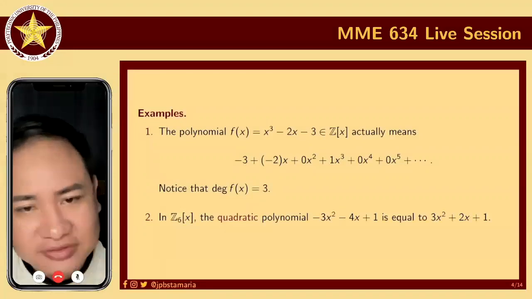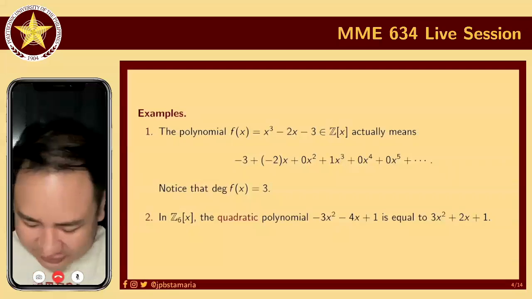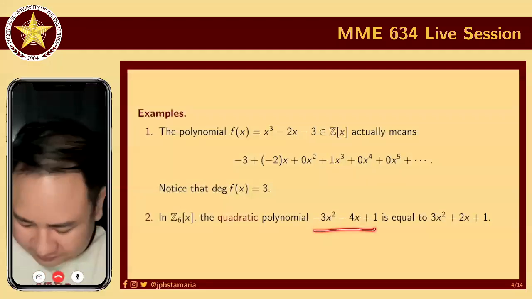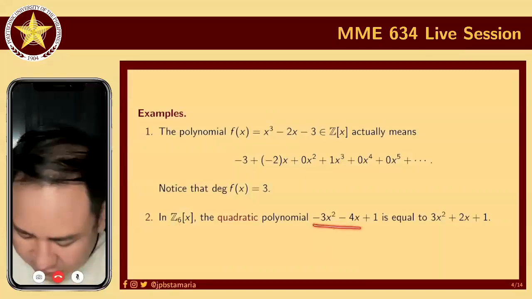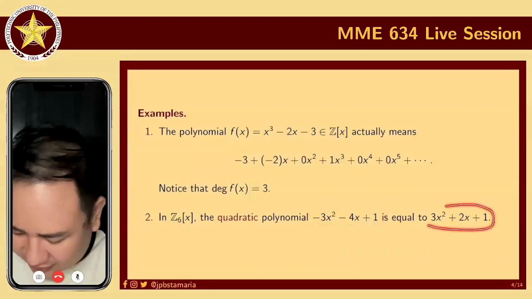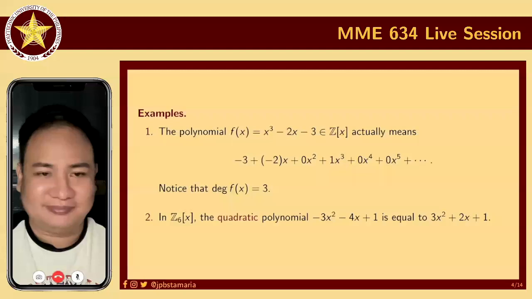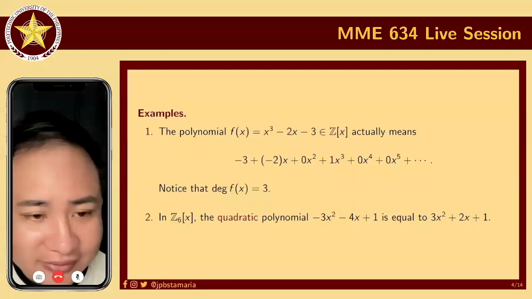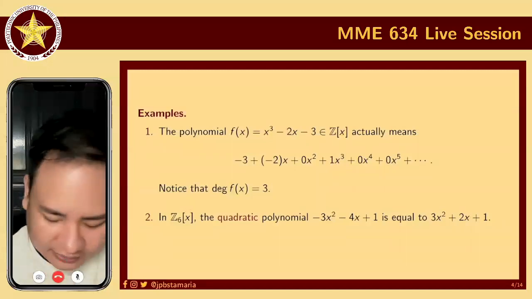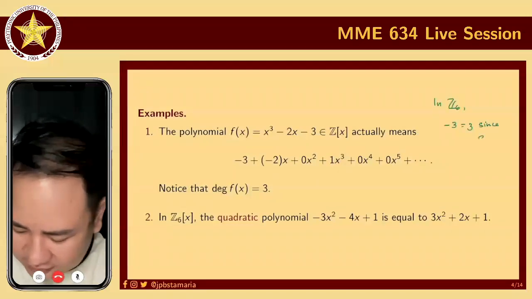For example, in Z6[x]. So, itong mga to, no? This is a quadratic polynomial. Pero alam nyo, in Z over Z sub 6, itong polynomial na to can also be written as follows. Why? Ano nangyari? Ba't yung negative 3x squared parehas lang sa 3x squared? Kasi in Z sub 6, ang negative ng 3 ay 3. Dahil ang 3 plus 3 ay 0.